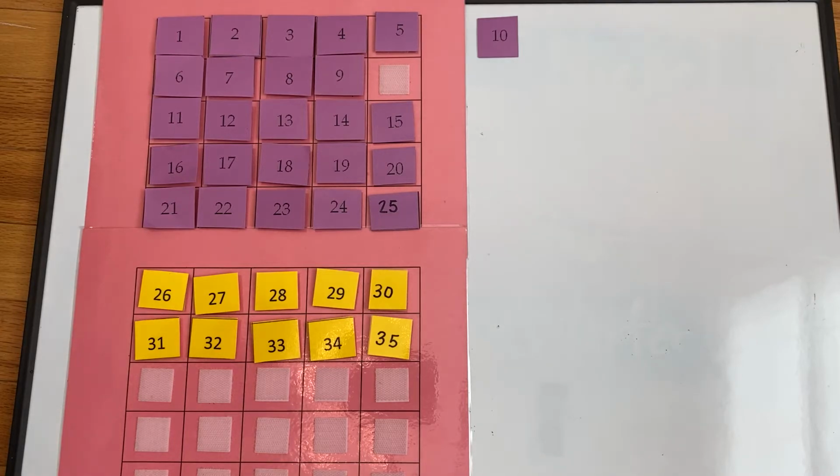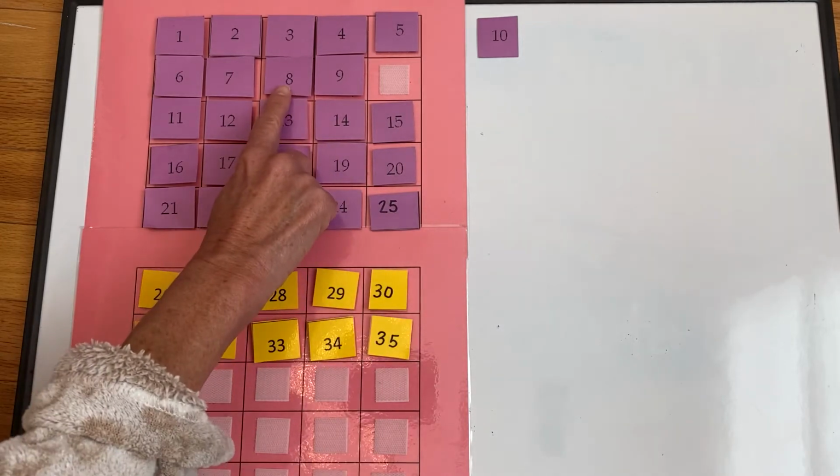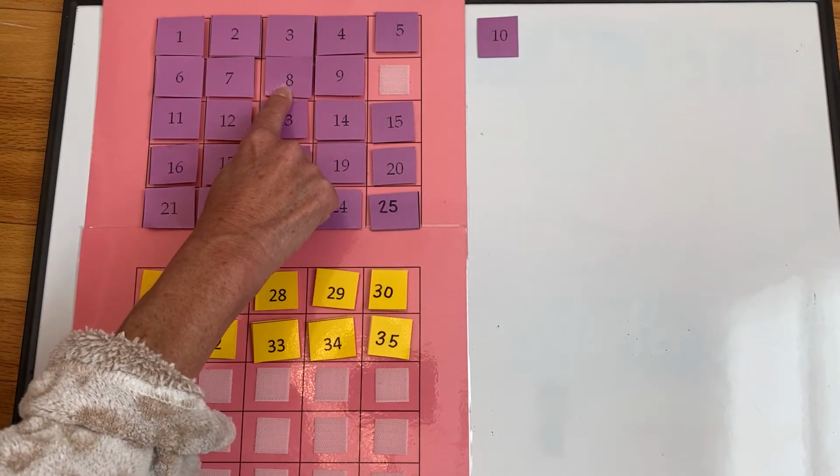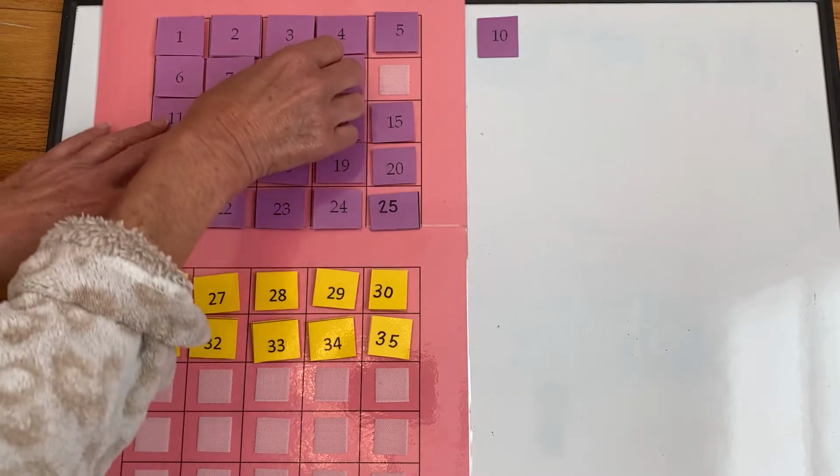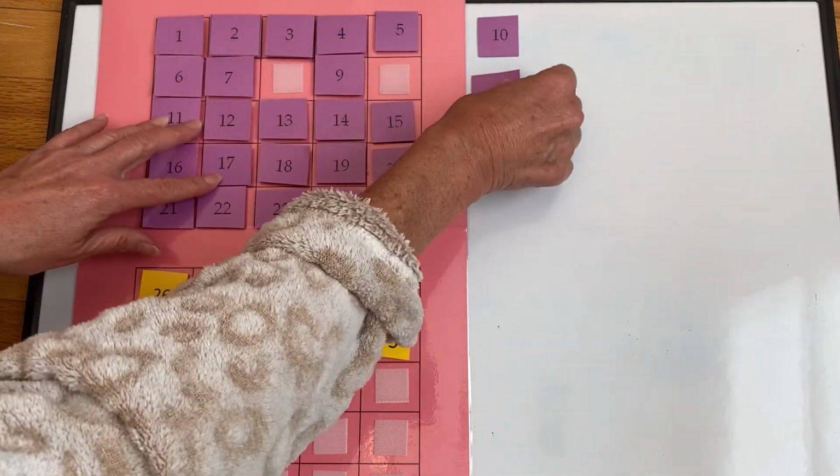Okay, let's see if you can find the number 8. Can you find the number 8? If you're pointing to this number, that is correct. Go ahead and take that one off.